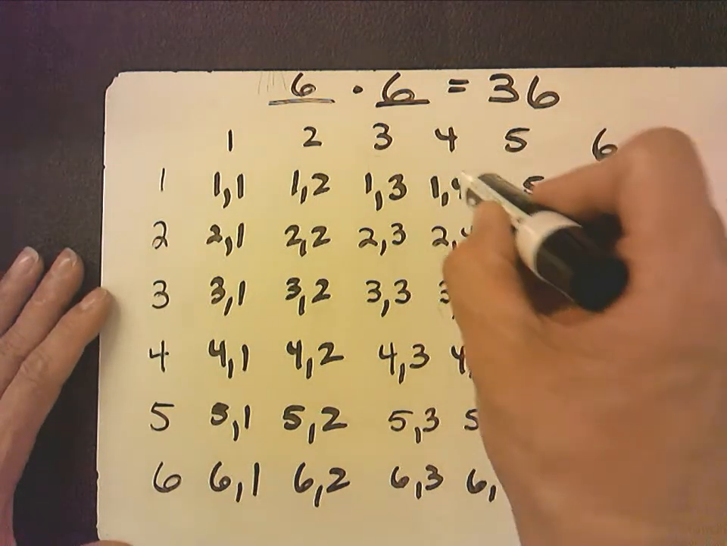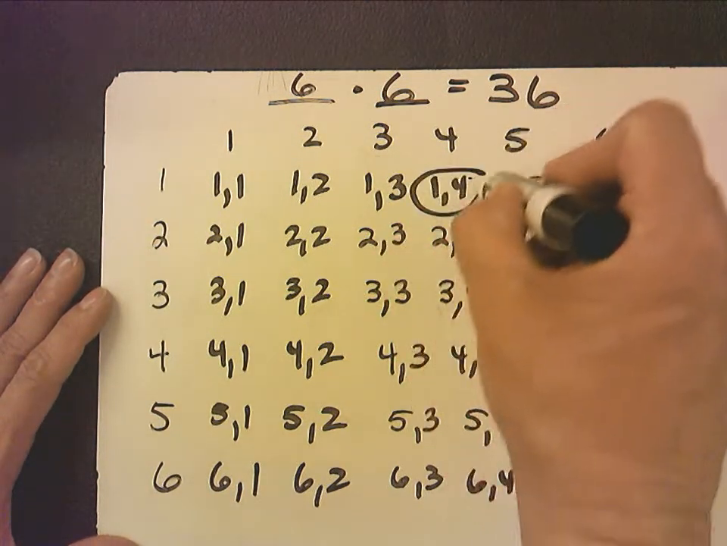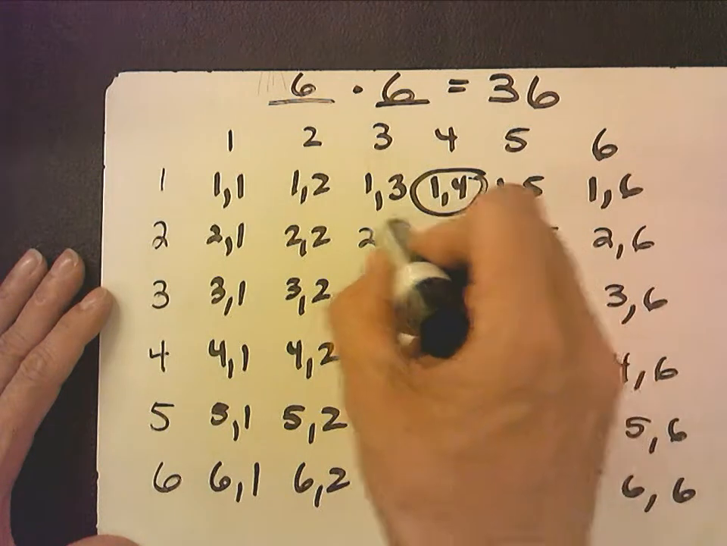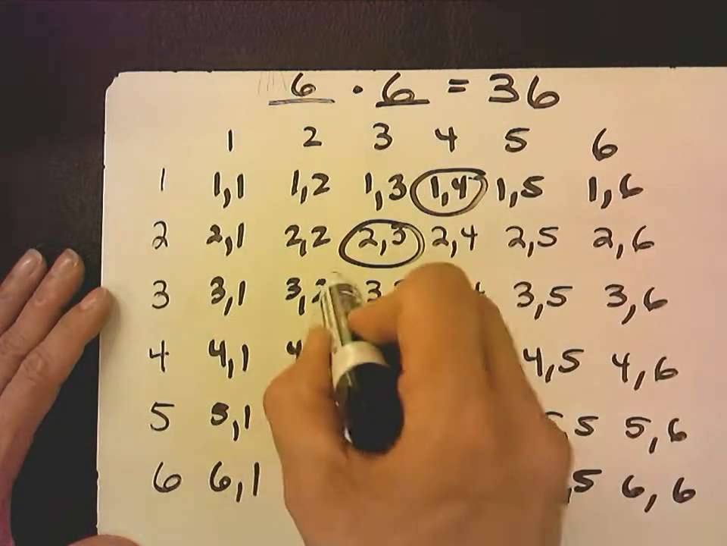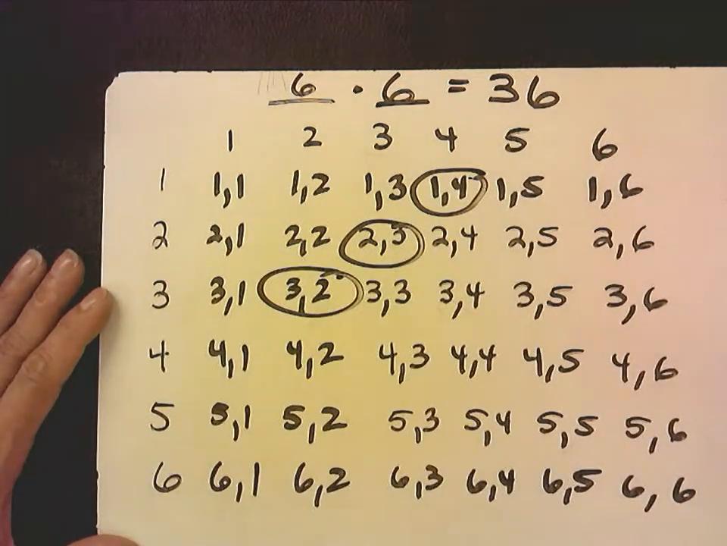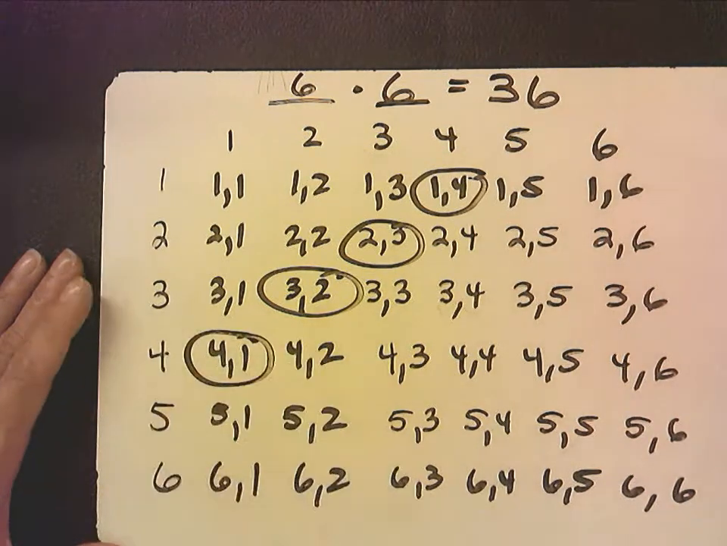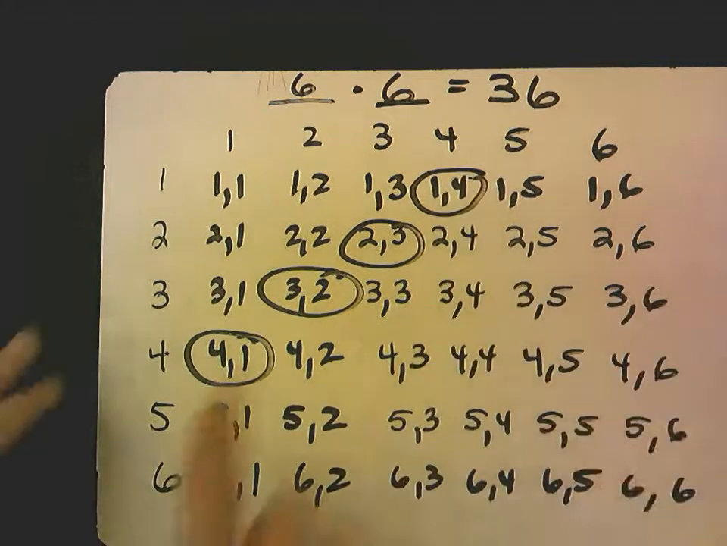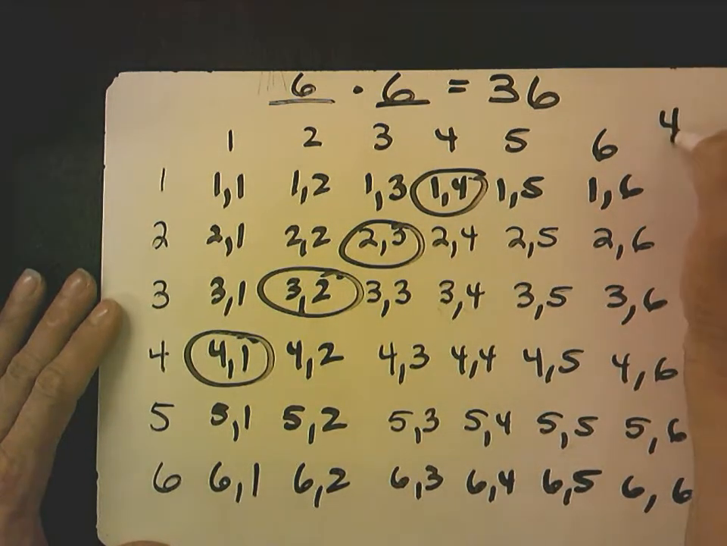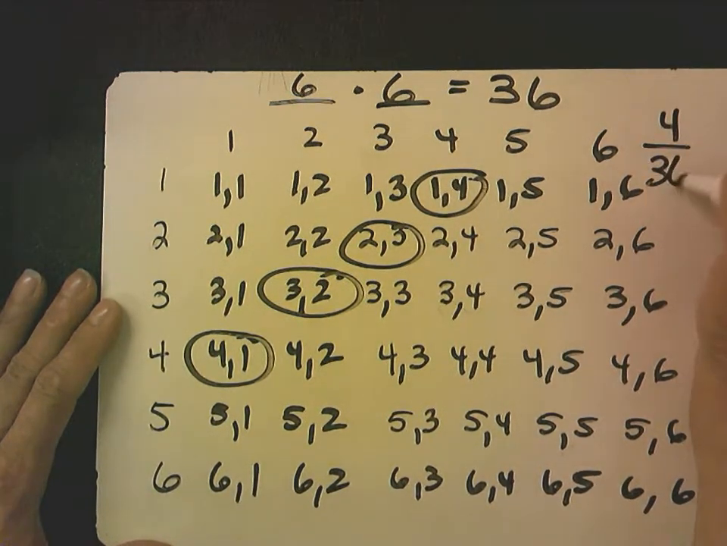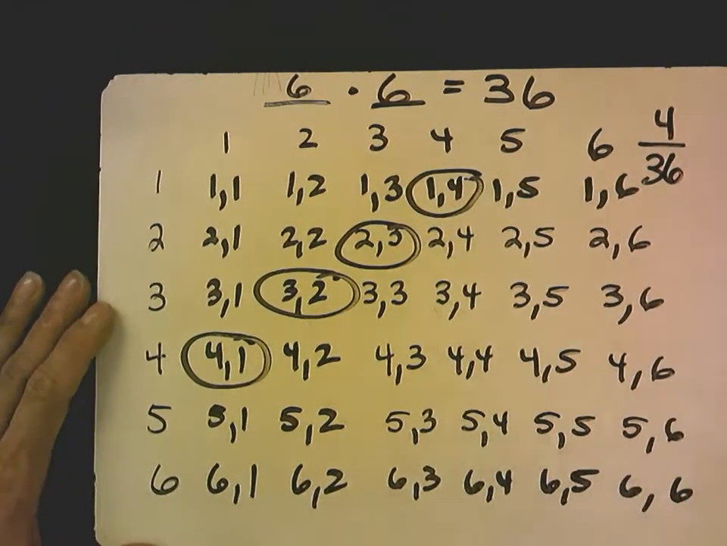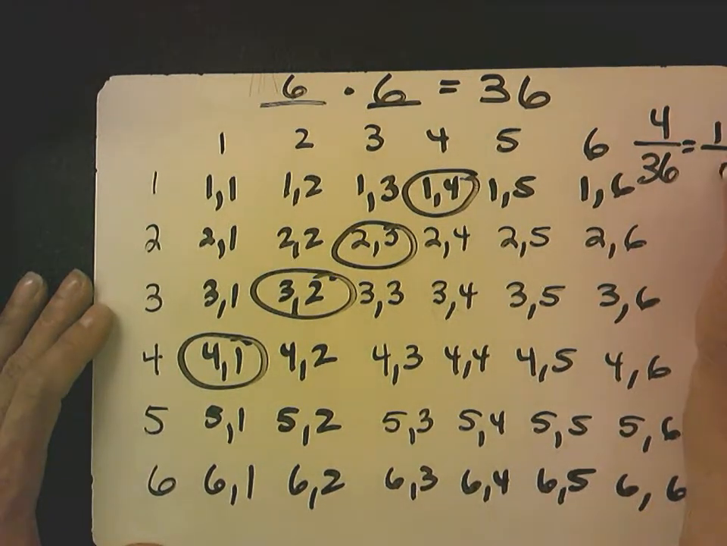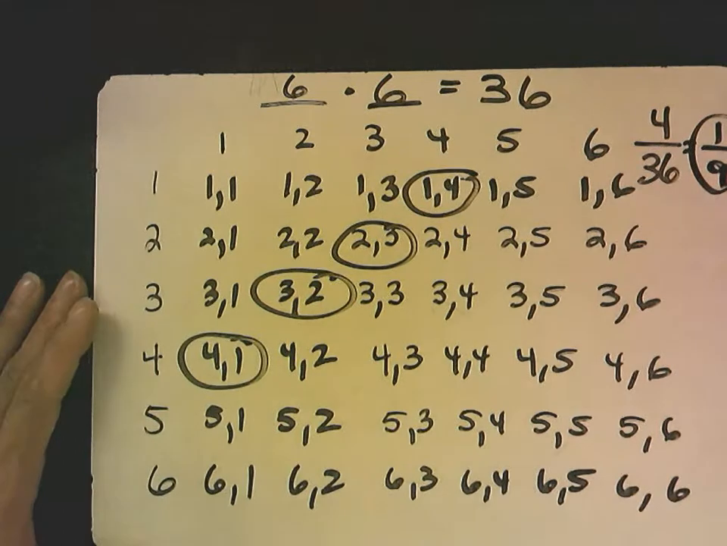Now I'm going to circle the ones that lead to a sum of 5. If I get a 1 and a 4, that's 5. If I get a 2 and a 3, that's 5. If I get a 3 and a 2, that's 5. And if I get a 4 and a 1, that's 5. So how many ways can I get a 5? 4. And out of how many total possible outcomes? 36. So what's the probability? 1 in 9.